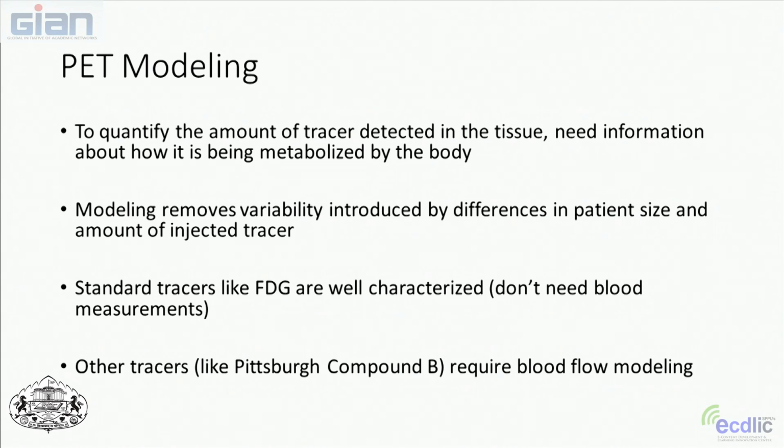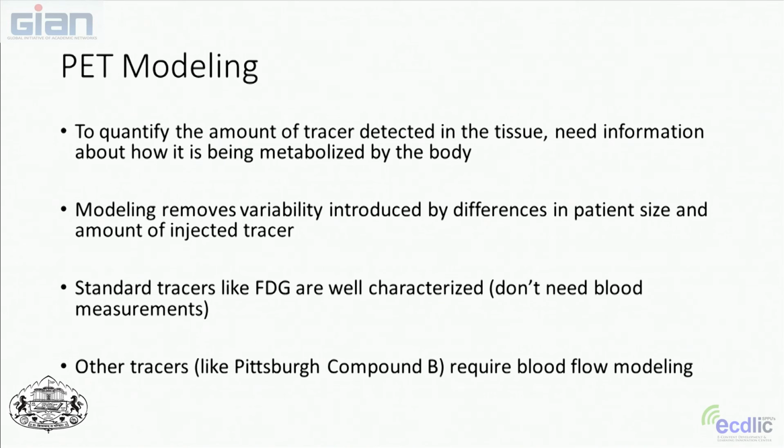When you do PET modeling, you want to quantify the amount of tracer that's detected in the tissue, because once you have this information, you can find out how it's being metabolized or used in the body. The reason we would want to do this for different people is that different patient sizes introduce variability, and different people might use a tracer to a different extent than another.